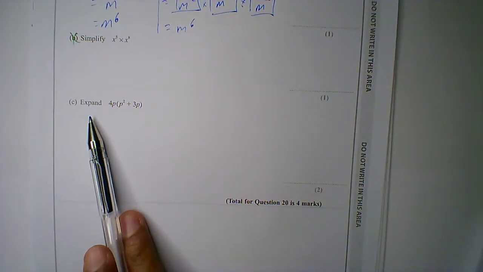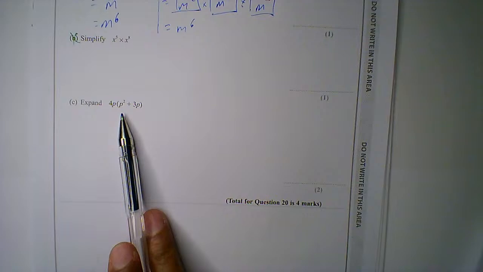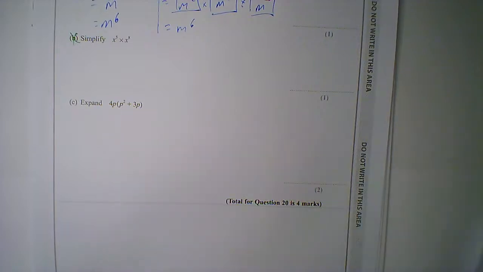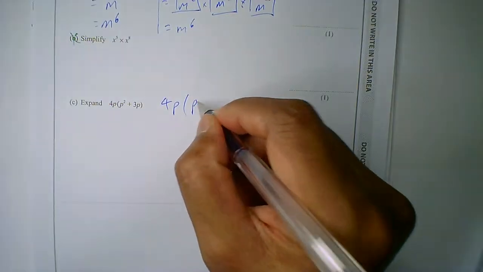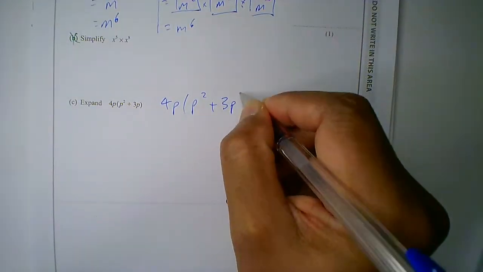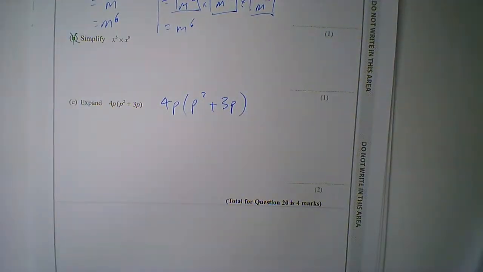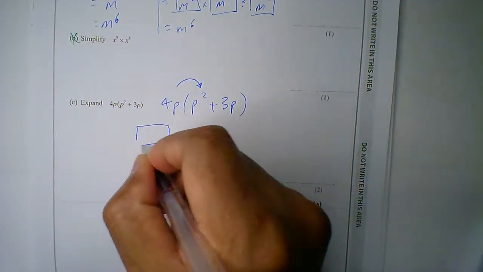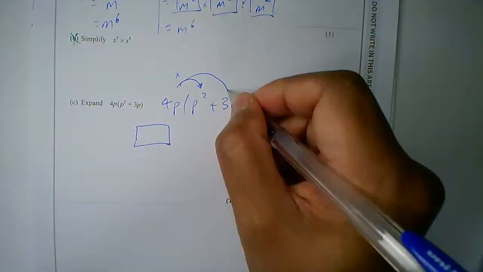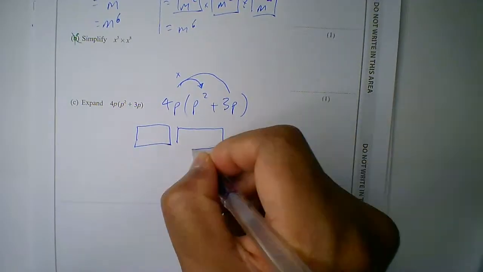So expand 4p brackets p squared plus 3p. Press pause and have a go. When you are ready, press play for the answer. Okay, similar to before, we are multiplying 4p by p squared. And then 4p is going to be multiplying 3p.